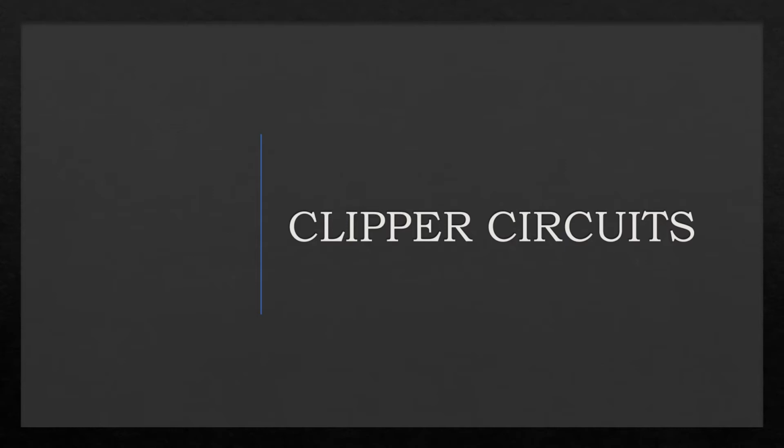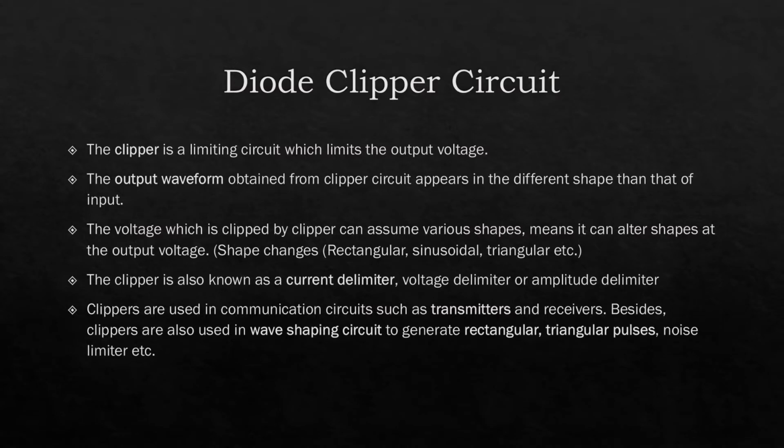Dear students, this is the main objective of our lecture, to achieve the required voltage levels at the output side, and we can only find these required levels by using such diode circuits known as diode limiters. Diode clipper circuits. The clipper is a limiting circuit which limits the output voltage. The output waveform obtained from clipper circuits appears in different shapes than that of the input.